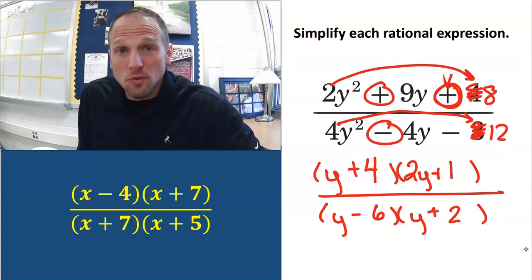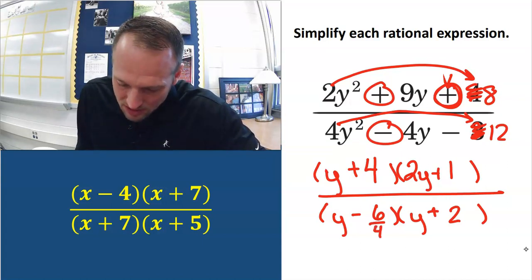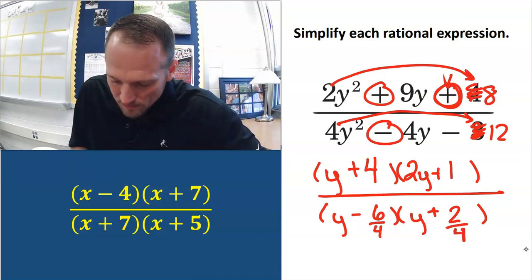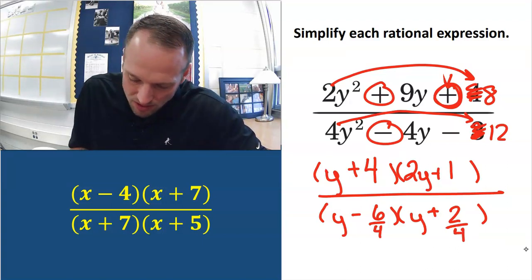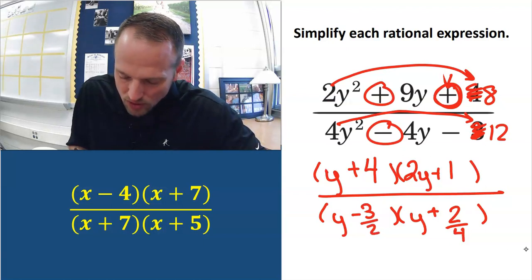Now, we multiply the 4 to the end. This time I'm really going to remember. Don't want to do those illegal things. We're going to divide this by 4. Now, always simplify a fraction. This is going to be 6 over 4 is going to be 3 over 2. And 2 over 4, that's going to be 1 over 2.